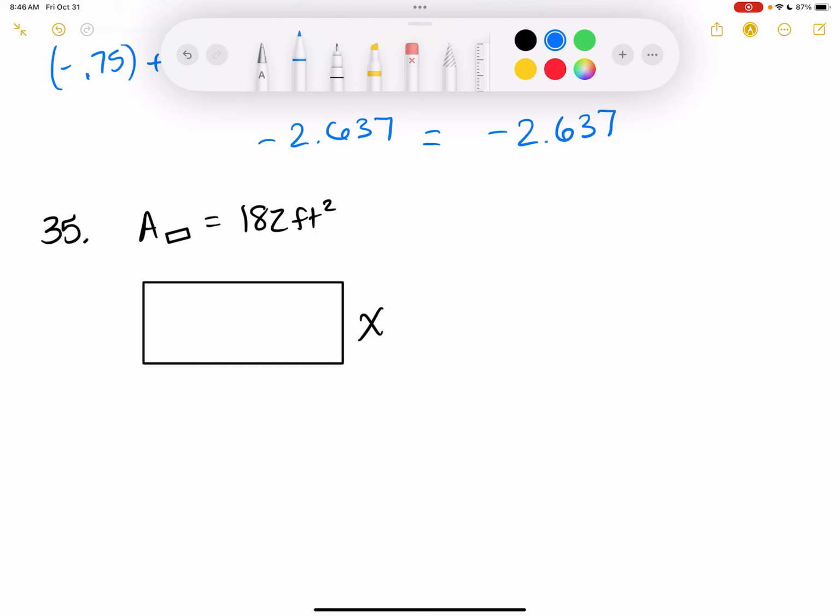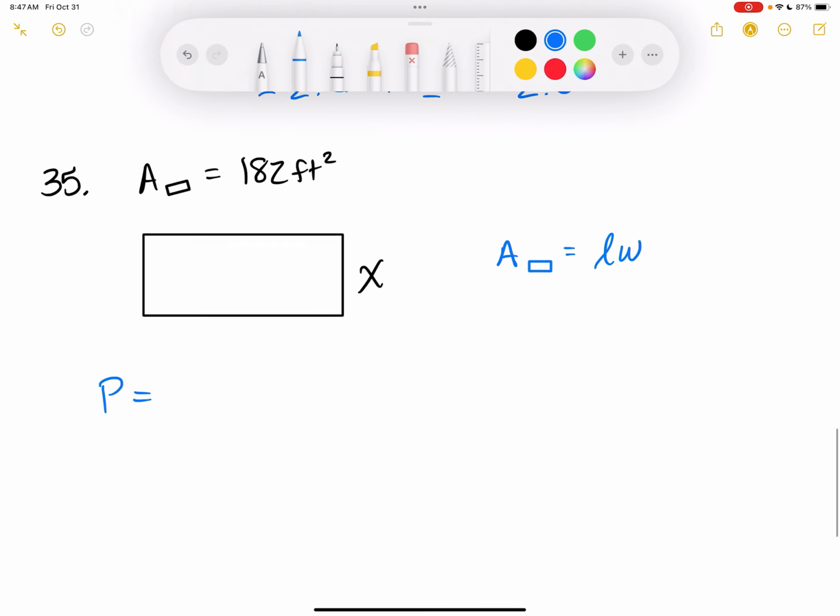So, what's the equation for area of a rectangle, first of all? Length times width. Yep. All right, length times width. Now, what about perimeter? Because ultimately I'm trying to find perimeter. What's the perimeter of a rectangle? 2L plus 2W.